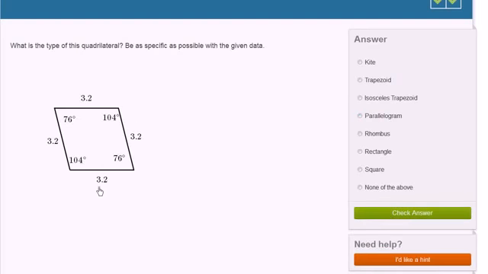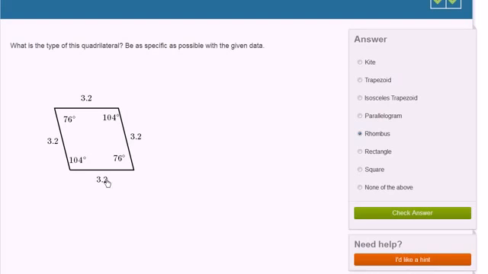Now this is interesting. We have two pairs of sides that are parallel to each other, but now all of the sides have an equal length. So this would be a parallelogram, and it is a parallelogram, but they're saying to be as specific as possible with the given data. So saying it's a rhombus would be more specific than saying it's a parallelogram. This does satisfy the constraints for being a parallelogram, but saying it's a rhombus tells us even more.